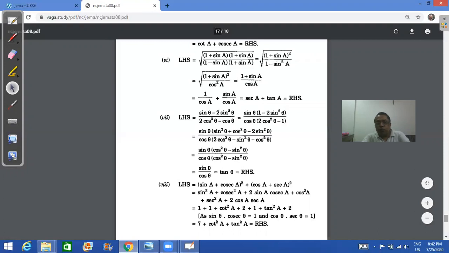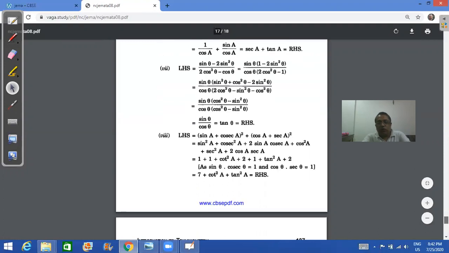we need to prove that the LHS, (sin A plus cosec A) whole square plus (cos A plus sec A) whole square, is 7 plus tan square A plus cot square A. So what am I going to do? I'm going to open the bracket. I'm going to use the formula (A plus B) whole square, the algebraic identity you've been learning from the lower classes.